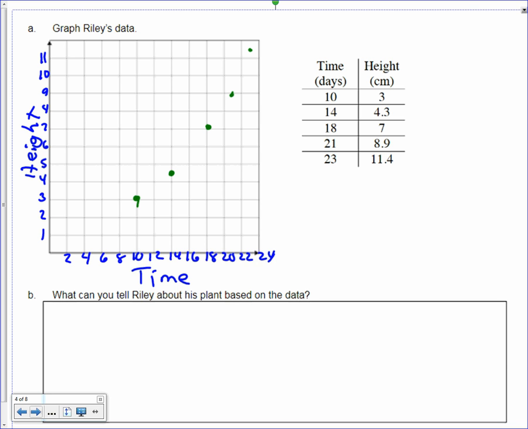So then it asks you, what can you tell about Riley's plant based on this data? So I said that over time, the plant is growing higher and higher.